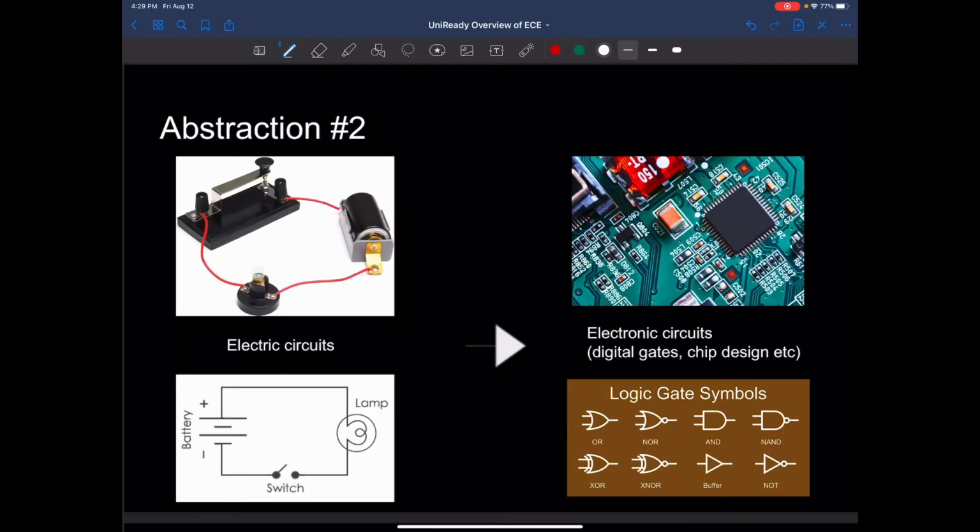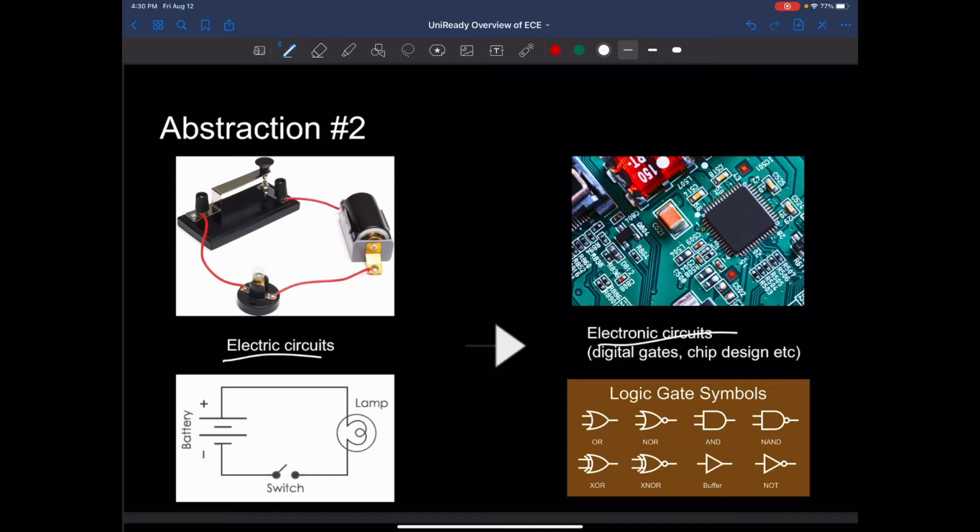Now we get to the next abstraction, which is between electric circuits and electronic circuits. So electric circuits are the things you learned in high school, right? Basic resistors, batteries, wires, and I don't think you learn much more in high school, but there's some other components. But in general, they are pretty basic.